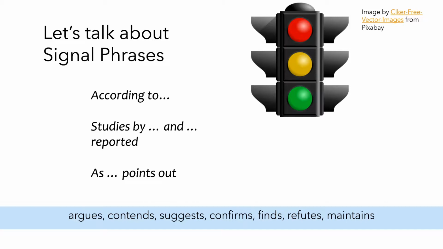Other useful verbs that can be used to signal that a summary, paraphrase, or quotation from a source follows are argues, contends, suggests, confirms, finds, refutes, and maintains. Signal phrases that include the author's name also function as a narrative style in-text citation. Just add the year in parentheses after the author's name for APA, or for MLA, put the page number in parentheses at the end of the sentence.